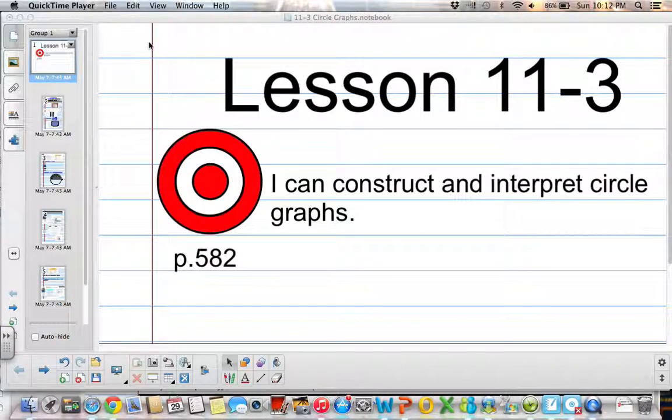Hi, 7th graders. We're on lesson 11.3, and our learning target is constructing and interpreting circle graphs. We are on page 582 in your textbook, so make sure to follow along because there's a lot of diagrams and pictures that you can be looking at as well as on the screen.